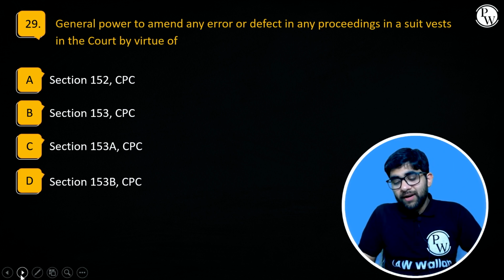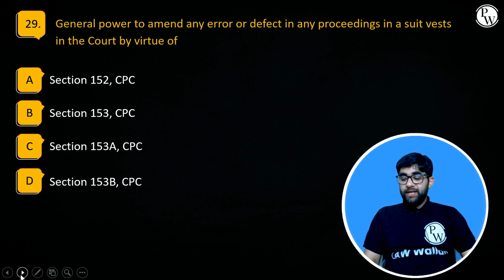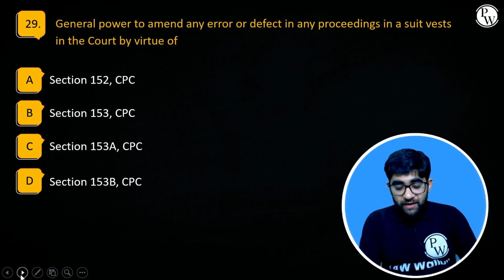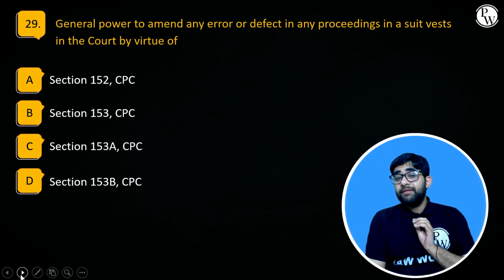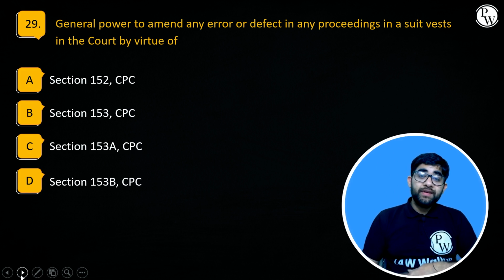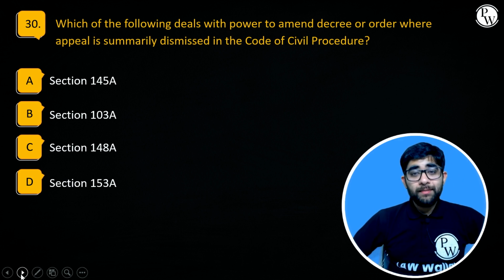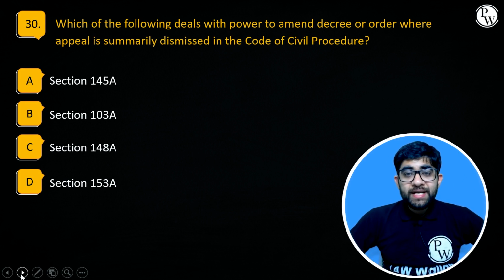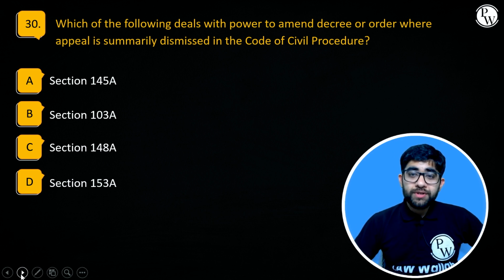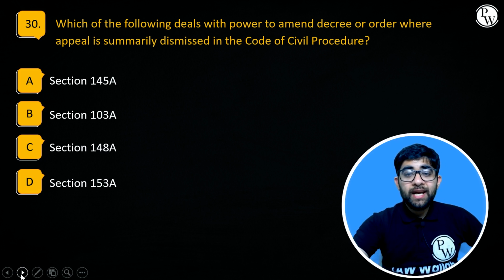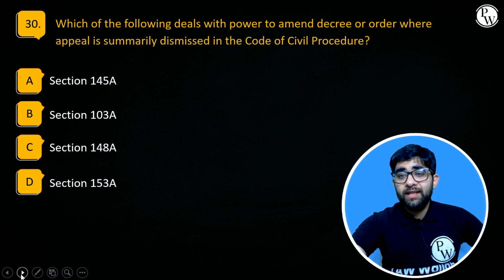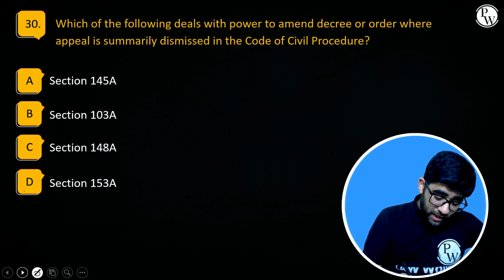Next, general power to amend any error or defect in any proceedings in a suit is vested in the court by virtue of Section 152, 153, 153A or 153B. The answer to this is 153 CPC. Next shall be question number 30. Which of the following deals with the power to amend decree or order where appeal is summarily dismissed in the Code of Civil Procedure? Section 145A, 103A, 148A or 153A. The answer to this is Section 153A.